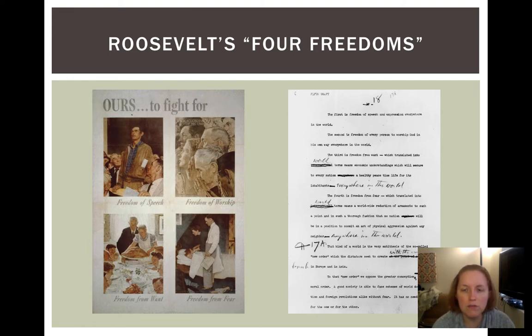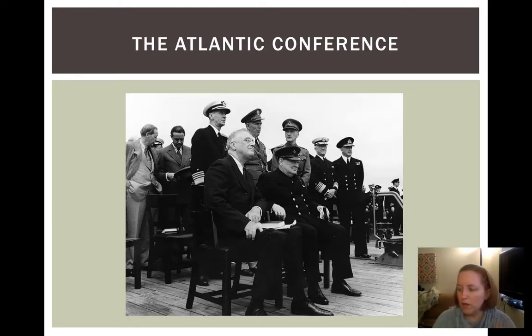And he continues to plan for the peace with the leader of Great Britain, Winston Churchill. Roosevelt and Churchill meet in secret under heavy security in August of 1941. So again, this is before the U.S. gets into the war. They're meeting together off the coast of Canada. And they come up with a vision of the post-war world in a document that's known as the Atlantic Charter.